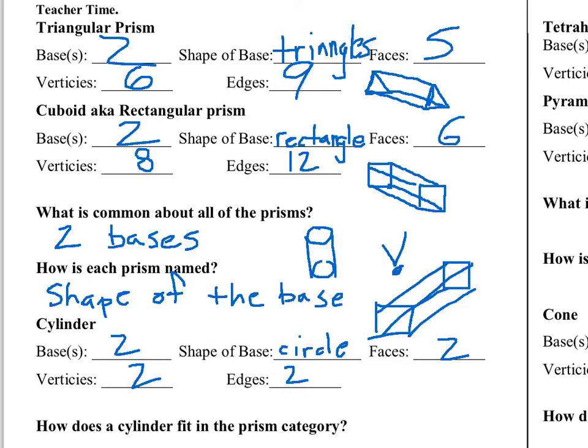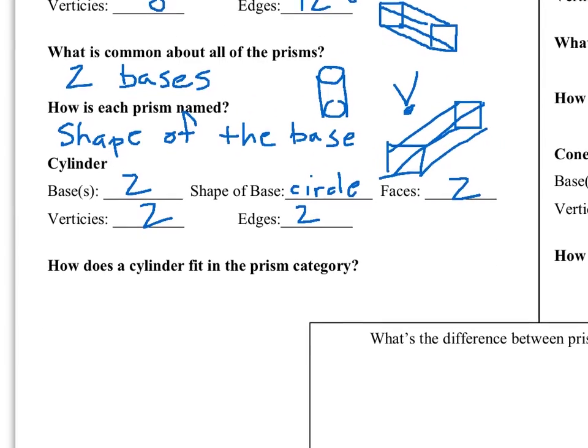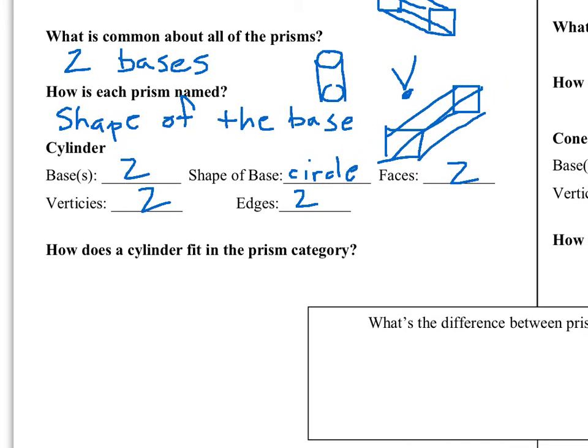Now, why is it that I talk about cylinders when I talk about prisms? What makes them similar? What makes my cylinders and my prisms so similar? Rebecca? Yeah, the two bases thing.